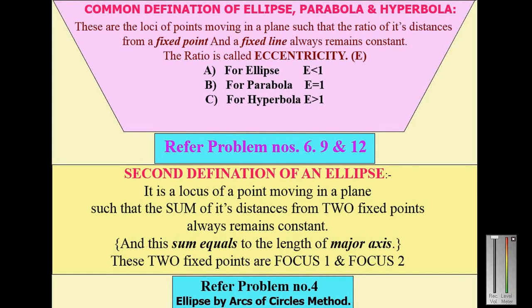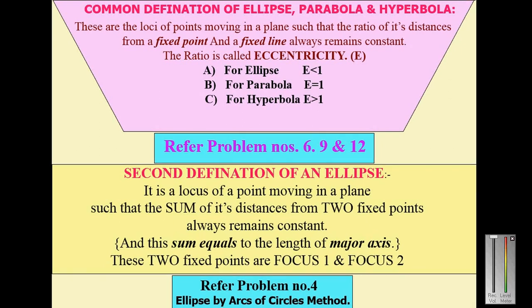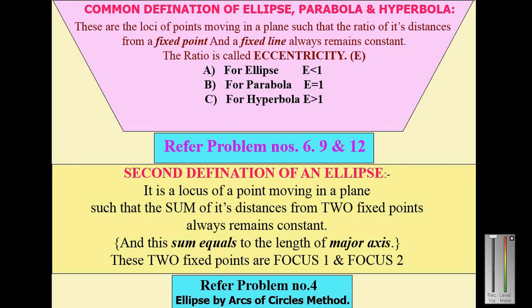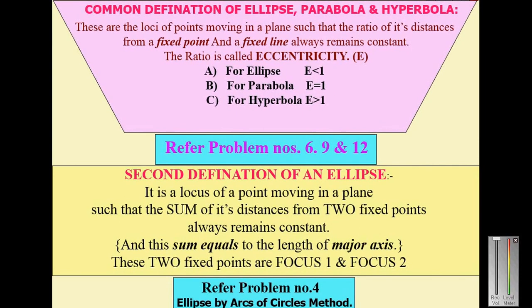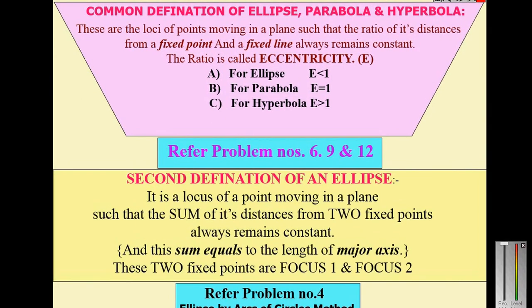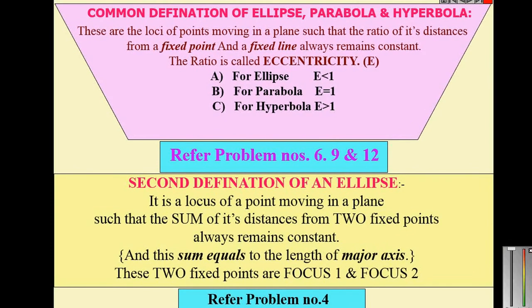is greater than 1. And another definition of ellipse is: it is the locus of a point moving in a plane such that the sum of its distances from two fixed points always remains a constant, and the two fixed points are called foci, and this sum equals the length of the major axis. The two fixed points are the two foci, focus 1 and focus 2.